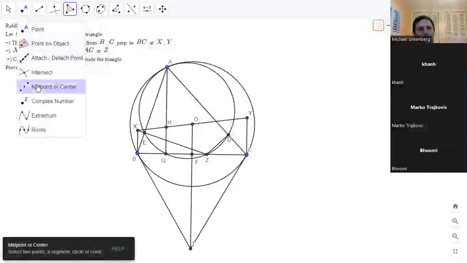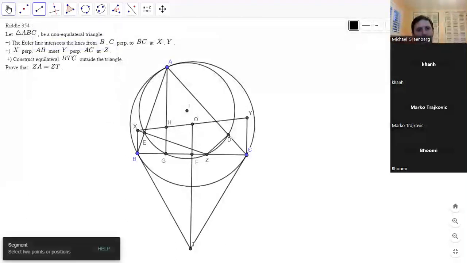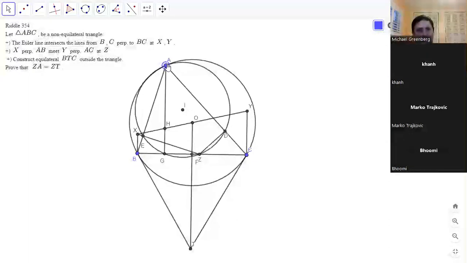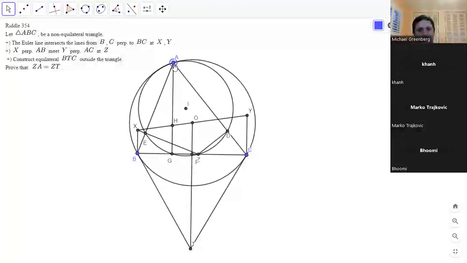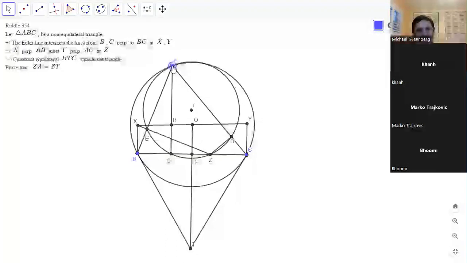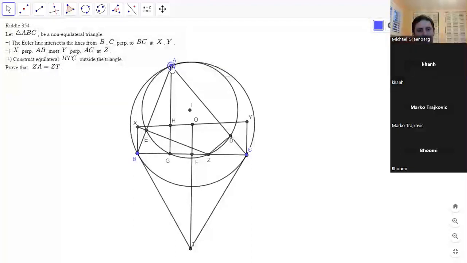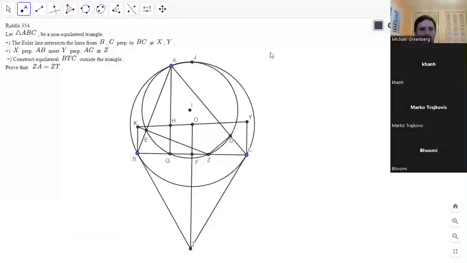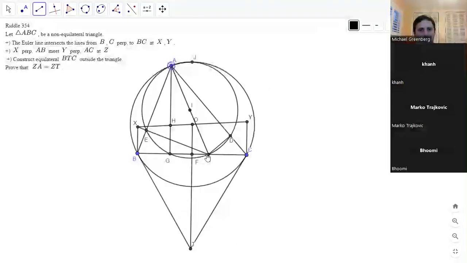If I draw the center of that circle, it's going to be the midpoint. Let's see. So yeah, these circles almost look tangent, but that's not necessarily true. It's like another point here. And A, I and Z are collinear, but not necessarily with O.